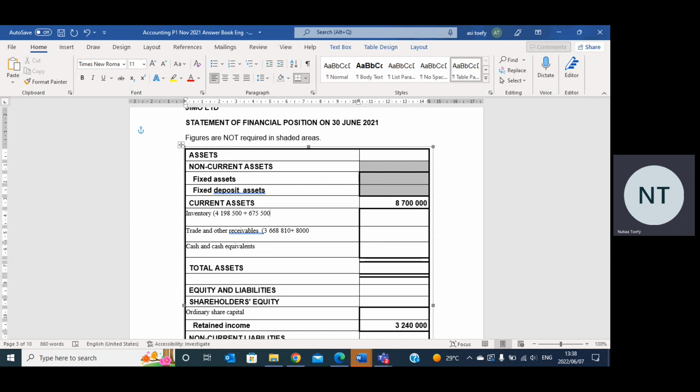Okay, right. Now I'm going to go on to information C, which is on the next page.